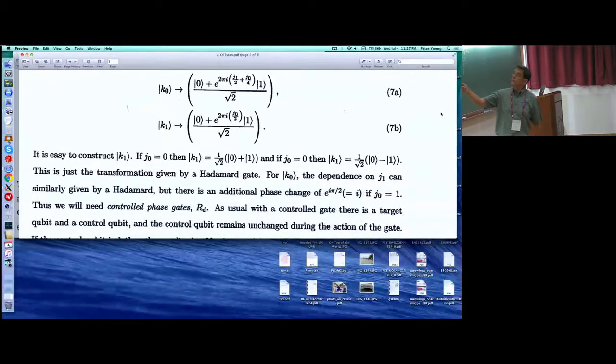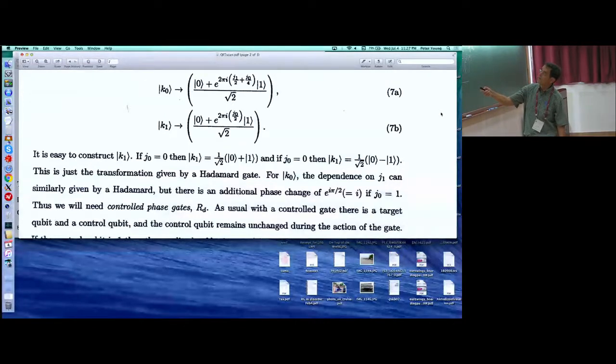For the least significant bit K0, it depends on both bits on the left-hand side, J0 and J1. So the dependence on J1 is still the same e to the pi I, so that's given by a Hadamard gate. But in addition, it depends on the least significant bit on the left-hand side, J0, and this is e to the I pi over 2 equals I if J0 is equal to 1. So we're going to need an additional type of gate.